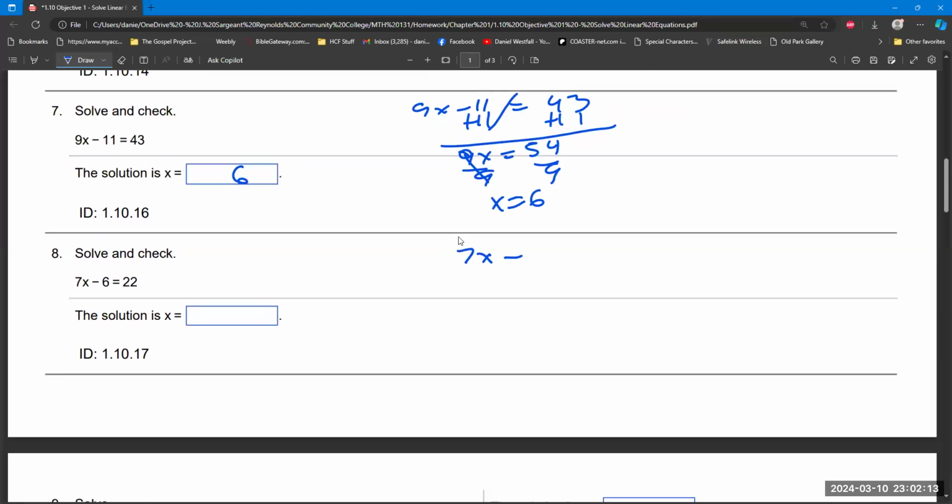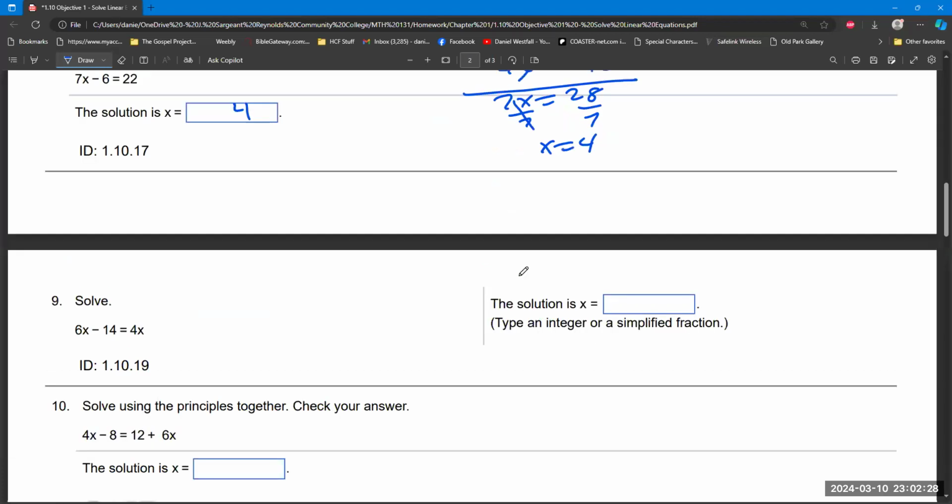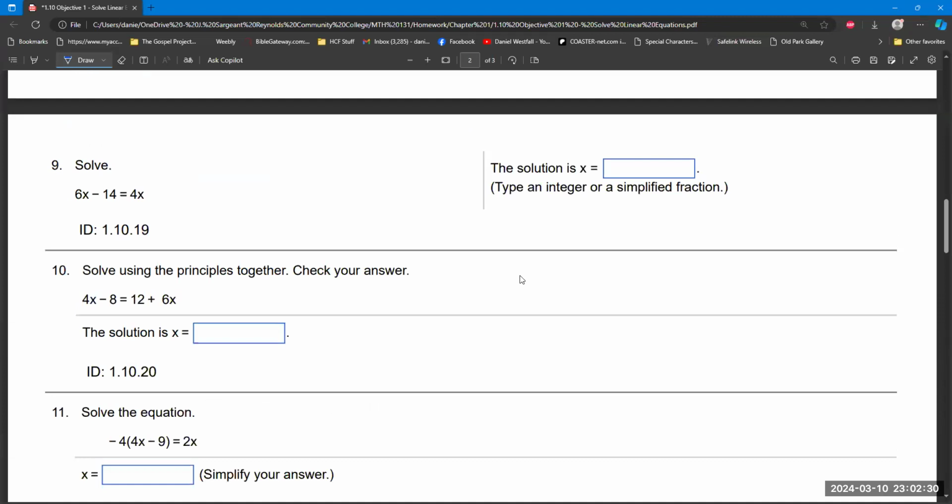If 7x minus 6 is equal to 22, we can add 6 to both sides and get that 7x is equal to 28. Divide both sides by 7, and x will be equal to 4. If 6x minus 14 is equal to 4x, then I can subtract 6x from both sides and get that -14 is equal to -2x. We divide both sides by -2, and x is going to be equal to 7.